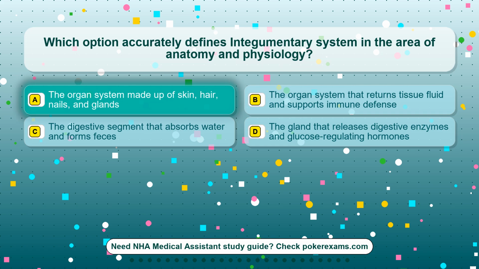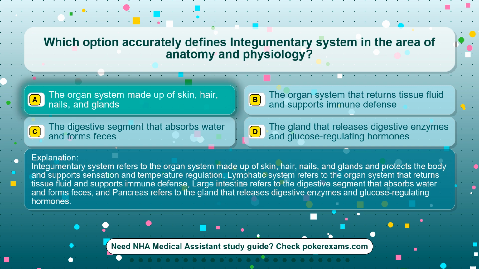The correct answer is option A. The organ system made up of skin, hair, nails, and glands. Integumentary system refers to the organ system made up of skin, hair, nails, and glands and protects the body and supports sensation and temperature regulation. Lymphatic system refers to the organ system that returns tissue fluid and supports immune defense. Large intestine refers to the digestive segment that absorbs water and forms feces, and pancreas refers to the gland that releases digestive enzymes and glucose-regulating hormones.